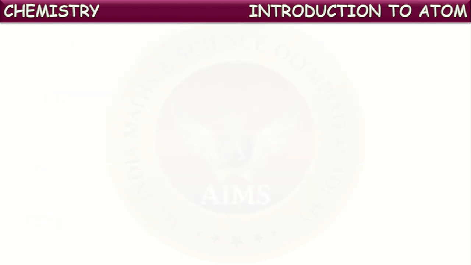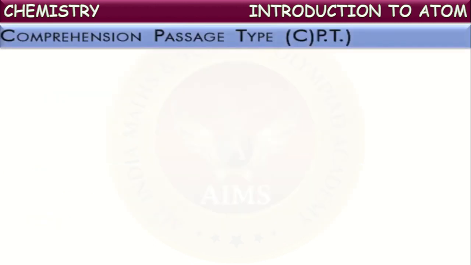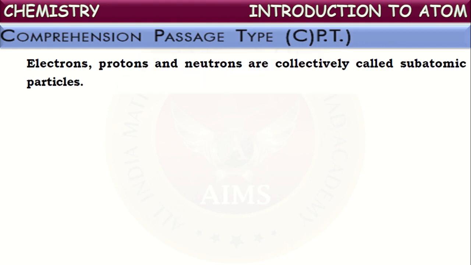Okay. Next one. Now let us see about comprehension passage type questions. First let us go through the passage given. Electrons, protons and neutrons are collectively called subatomic particles. Yes, these three are called, not only these three, the particles present inside the atom are called subatomic particles. But the important three are these three, and hence these are also called fundamental particles of every atom: electrons, protons and neutrons. Now let us go through the questions based upon this passage.